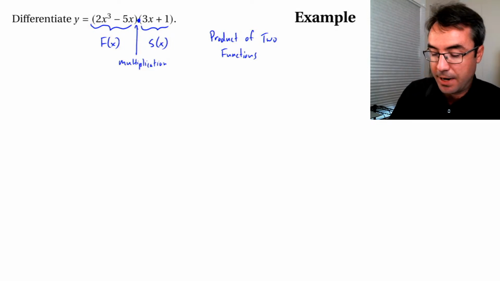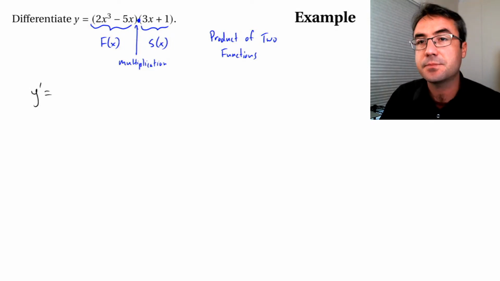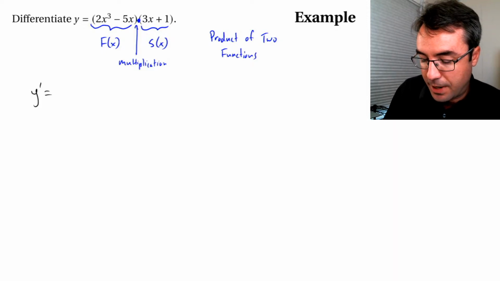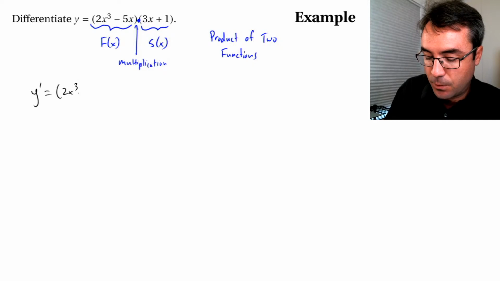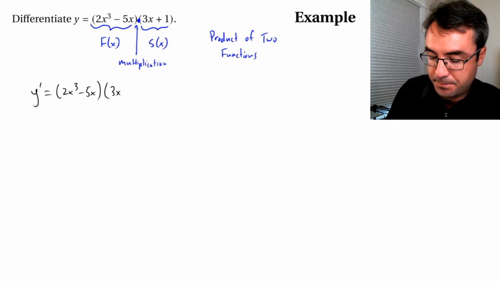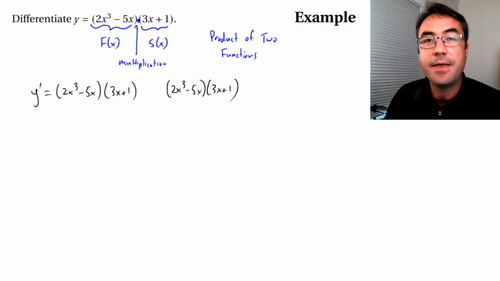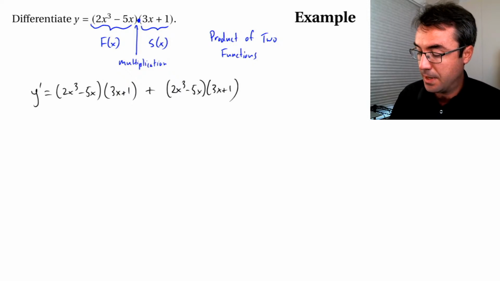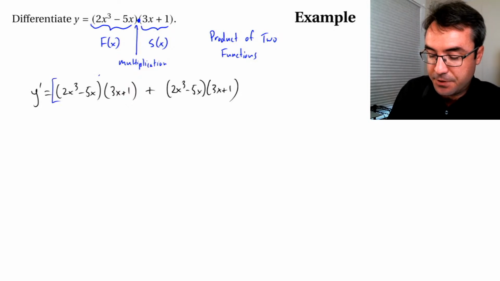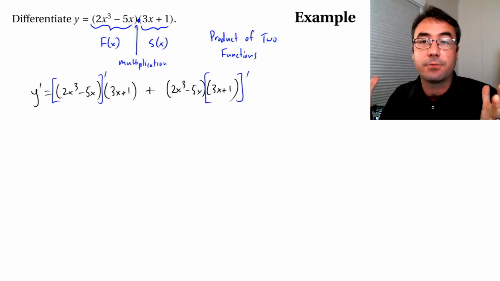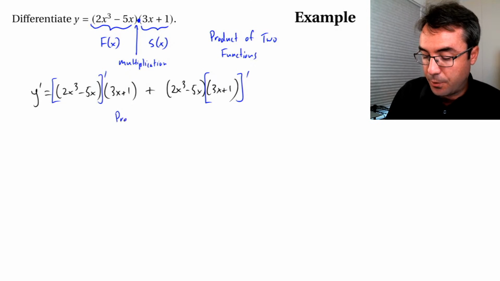All right, so let's see how the product rule works. We want to calculate y prime. And so we're going to apply the product rule here. We're going to write down 2 copies of our product. We'll write down 1 copy basically as is, and a second copy, 2x cubed minus 5x times 3x plus 1, and put a plus sign in the middle. Then in the first copy, we apply the derivative to the first function, and in the second copy, we apply the derivative to the second function. And that's the product rule.